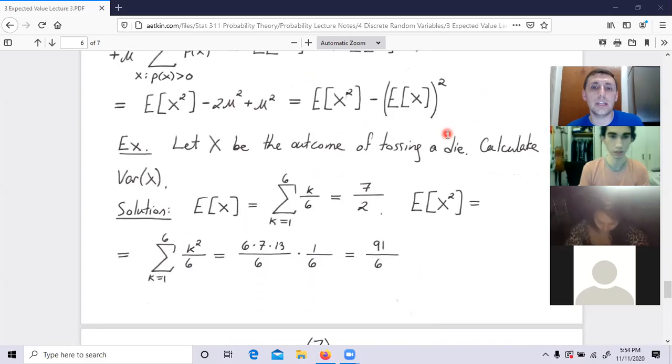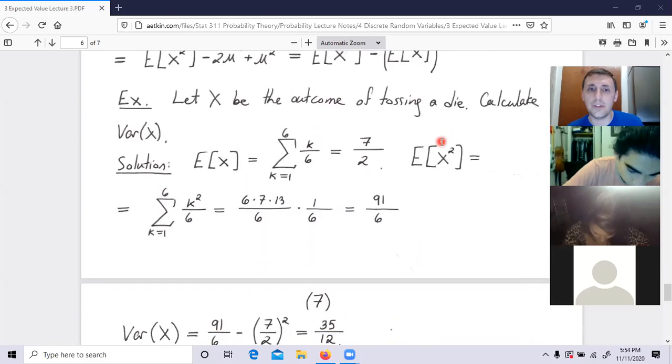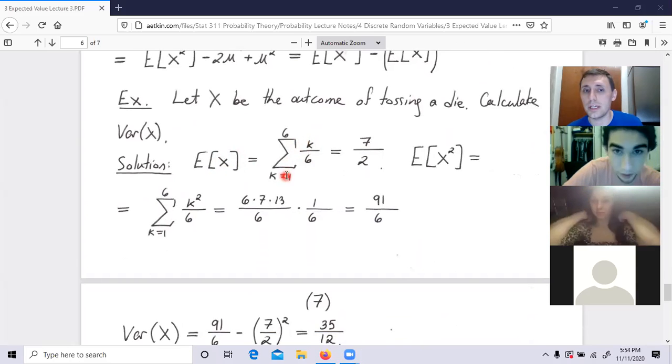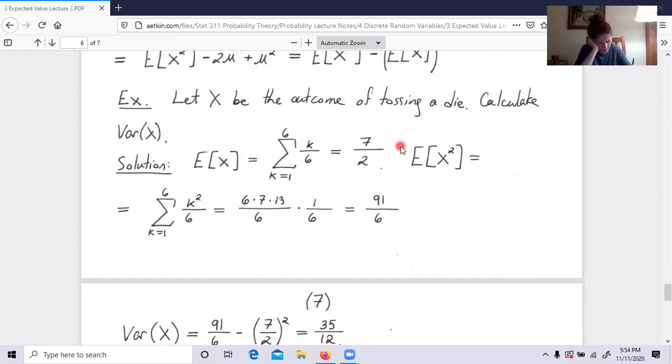So let's calculate the variance of tossing a fair die. We already calculated the expected value of a fair die. That's the summation of k over 6, where k is 1 to 6, and that's 7 over 2. So we know the average. On average, a fair die will land on the number 7 over 2. And you understand how I imagine this, right? We have this table. First die landed on 5, next die on 1, right? And if I average those numbers over many, many tosses of the die, I will find that the average is 7 over 2.